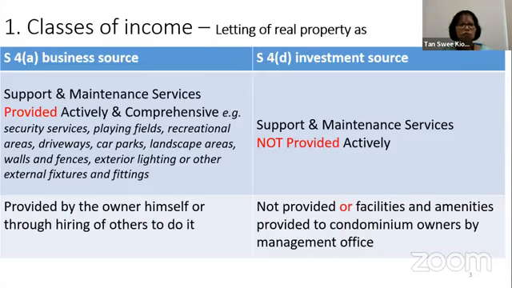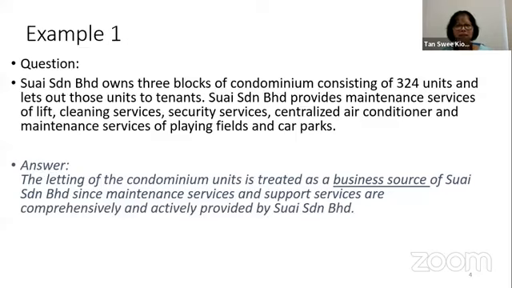Okay, I will go through three examples with you all, then you may understand better how to differentiate between Section 4A and Section 4D rental income. First example, Suai Sendiang Bahat owns three blocks of condominium, and actively provides maintenance of the lift, cleaning service, security service, centralized aircon, playground and car parks to its tenants, all provided by this landlord. Due to that, rental income received by Suai Sendiang Bahat is classified as business source, Section 4A rental income.